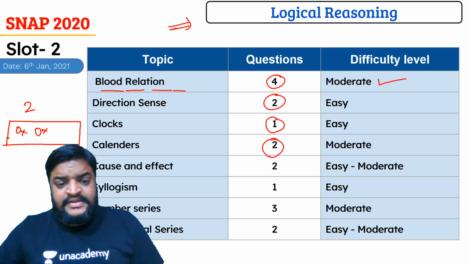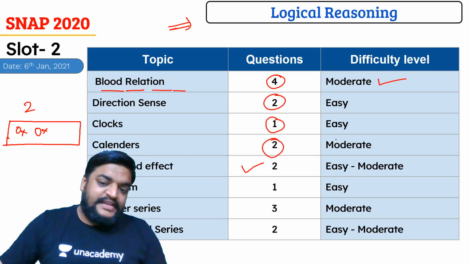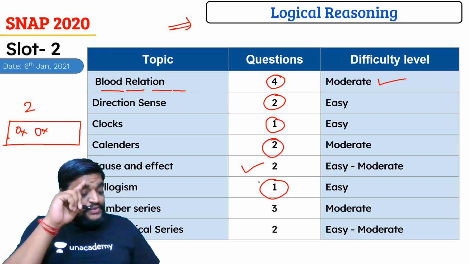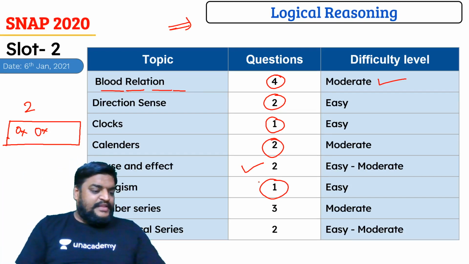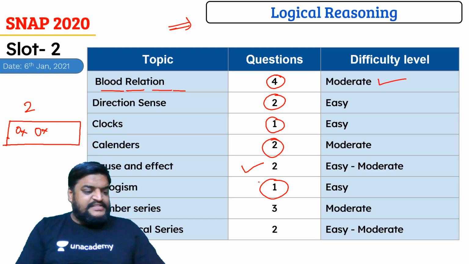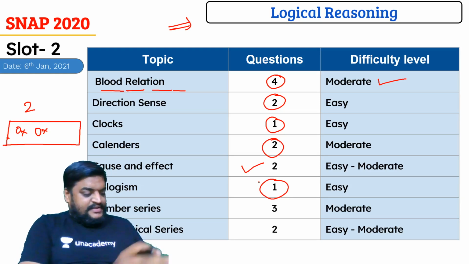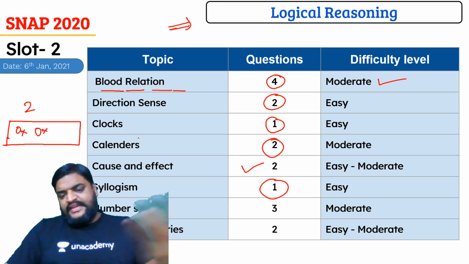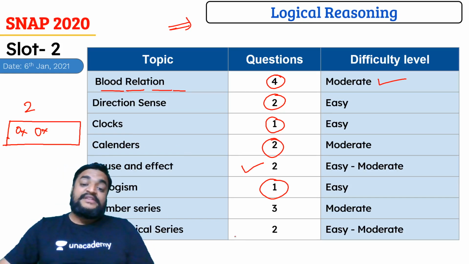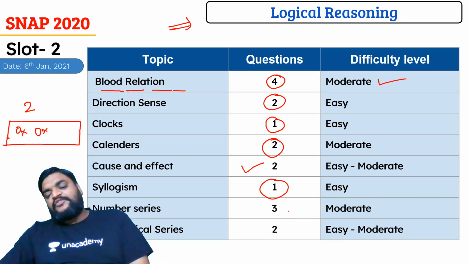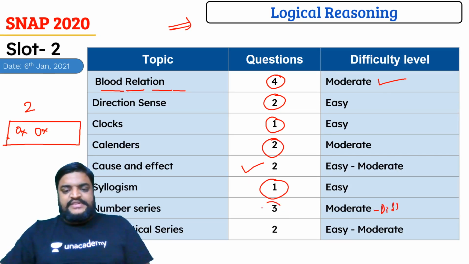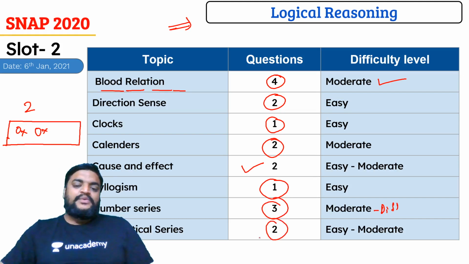There were 2 questions on cause and effect, a part of critical reasoning. Surprisingly, syllogism was not there in the first slot but was asked today, a pretty basic one. The question was some elephants are kids and some kids are something, and all dash are dash. It was pretty easy. Syllogism, so you had 1 question. Number series again was on the moderate to difficult side. You had 3 questions based on that, and on alphabetical series you had 2 questions.